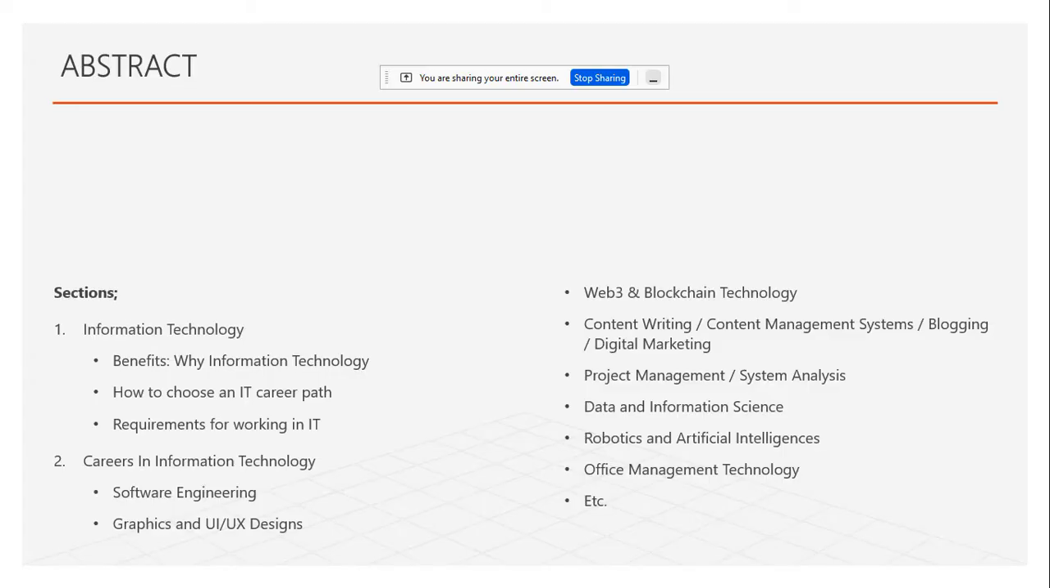When we're talking about IT or tech, we simply mean information technology, because information technology is the main term, and we often use tech or IT to represent it in short. The meeting today will be divided into two sections, as you can see on my screen. The first session is information technology, where we'll discuss the main reason for this meeting: what IT is, the benefits of IT, how you can choose a career path in IT, as well as what is required of you to work in the IT industry.